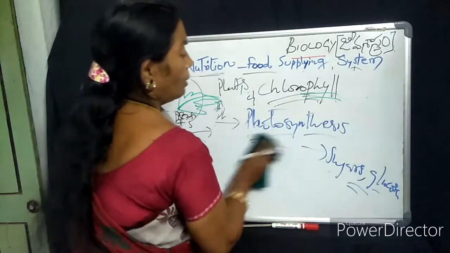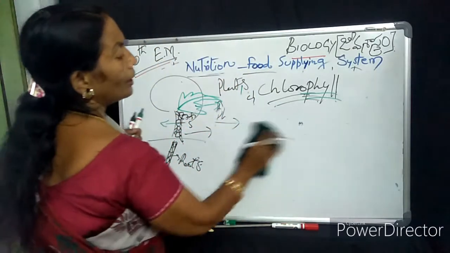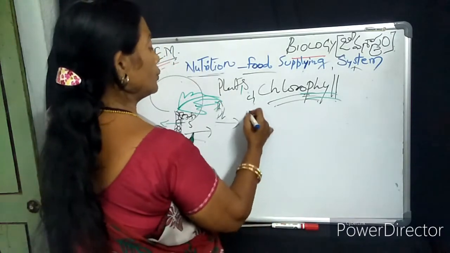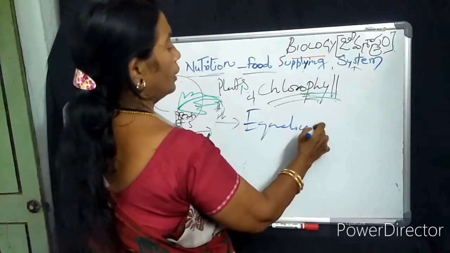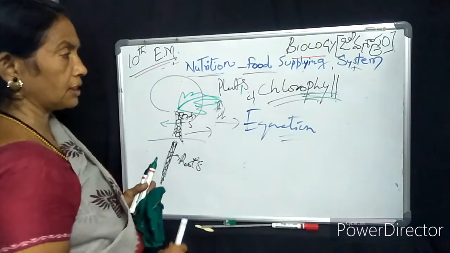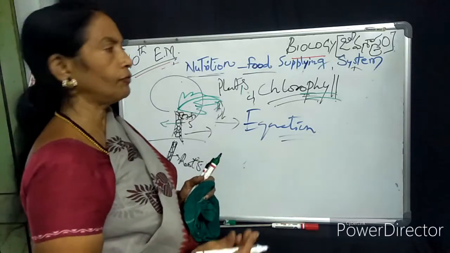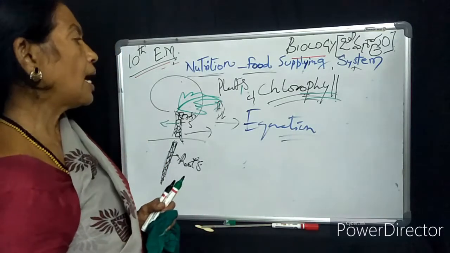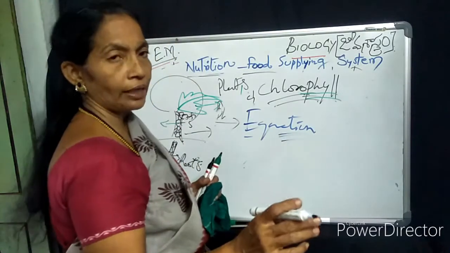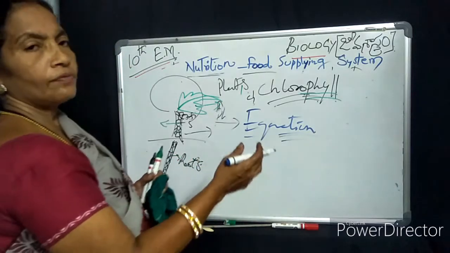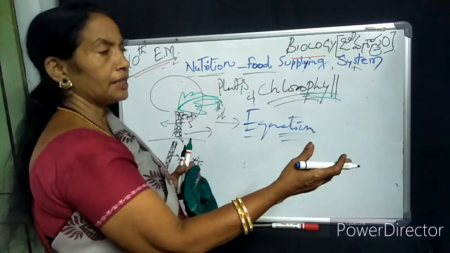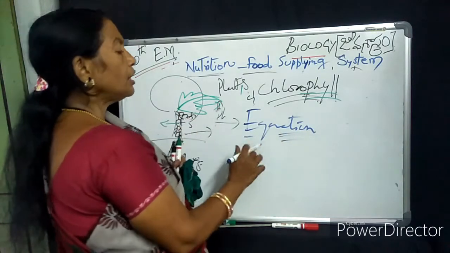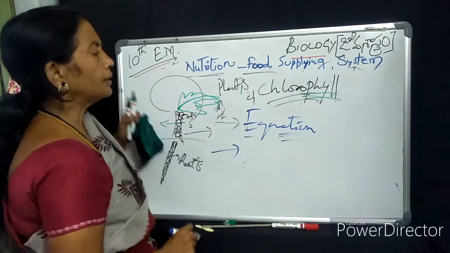So scientist Van Neal, how can we predict this photosynthesis in an equation? If we write an equation for photosynthesis, already we know about photosynthesis. Photosynthesis means preparing food in the green leaves of green plants. Four factors are needed: two factors are present in the atmosphere and two factors are present in green plants.